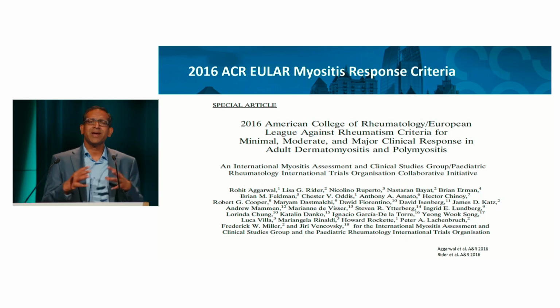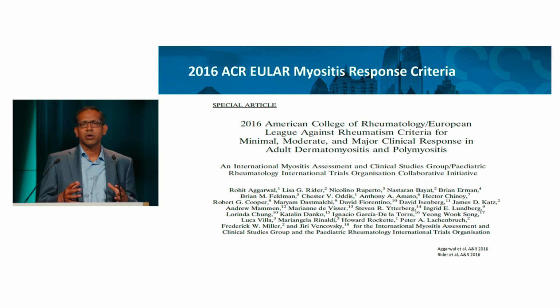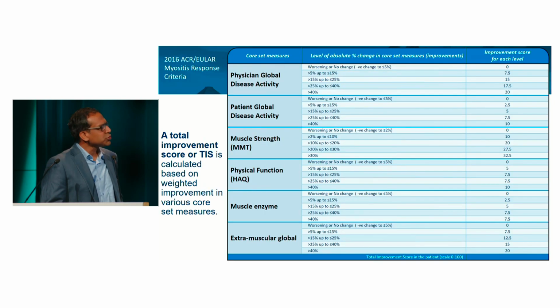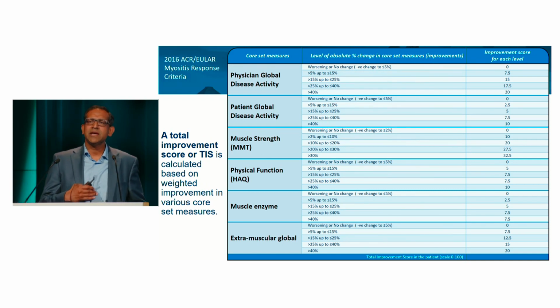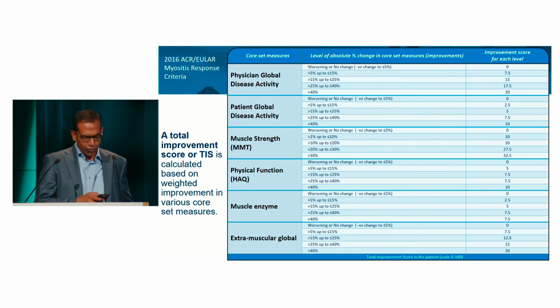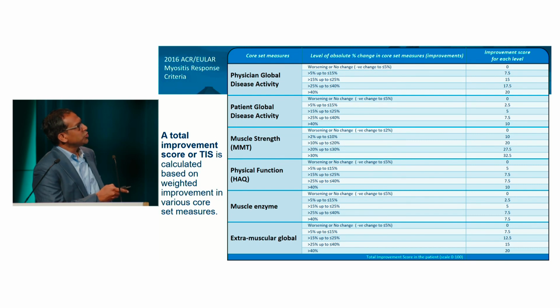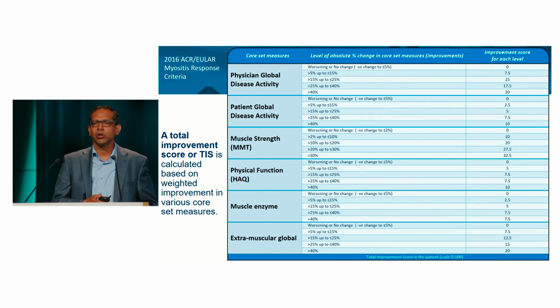So how do we combine them to give you a final score so that you can say overall this patient is improved in a clinical trial or not improved? That's what led to the 2016 ACR-EULAR myositis response criteria. The way this criteria works, you have the same 6 core set measures, and each core set measure is weighted. Based on the degree of improvement in each core set measure, you get a certain improvement score. Then you add up all the improvement scores achieved in the 6 core set measures to get a total improvement score.